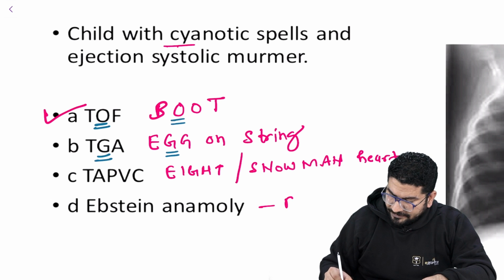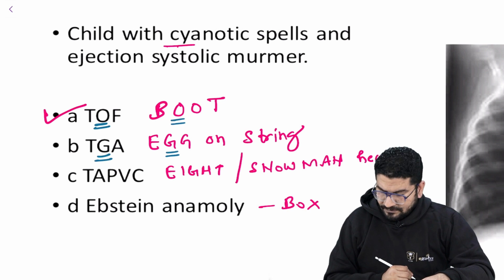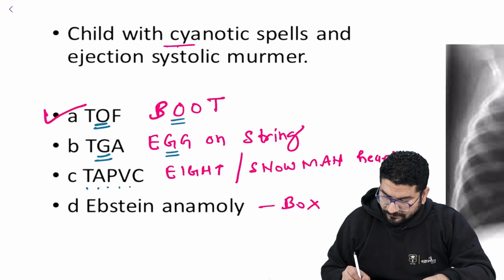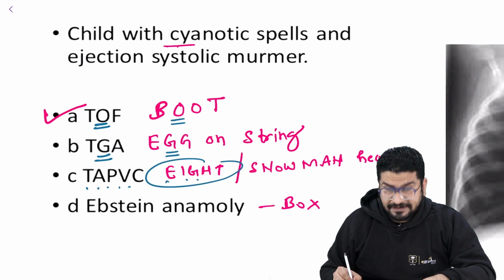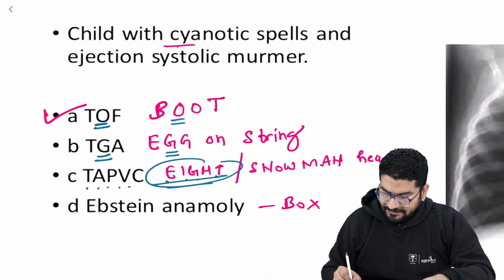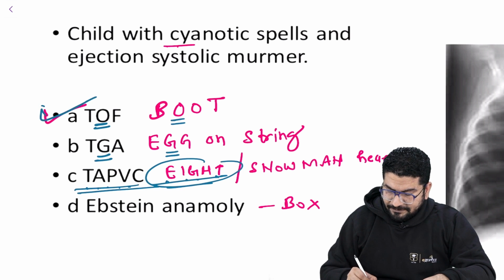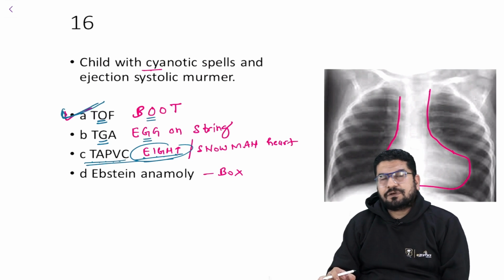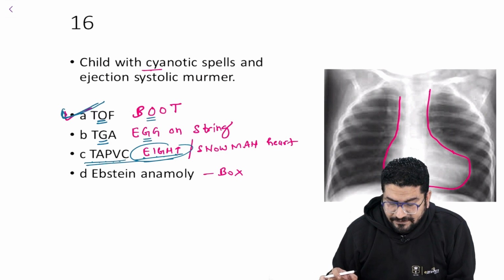Epstein anomaly can produce a box shape heart. So just try to understand this. If you count the spelling, 1, 2, 3, 4, 5, the number of letters in TAPVC's figure of 8 and in the word eight, both have 8. So you can remember this in a simple way. The main hint in this question will be the X-ray itself. So it's a very, very important hint.